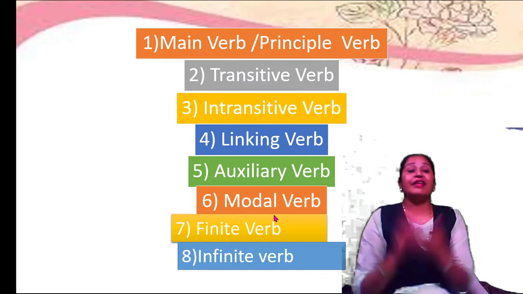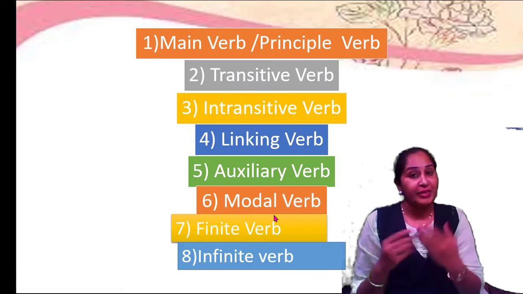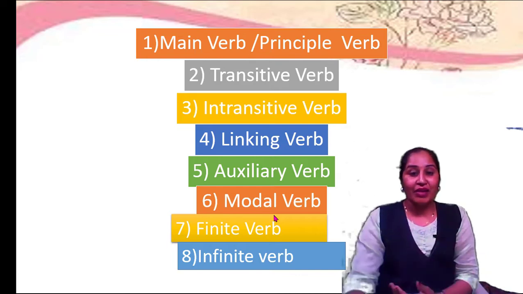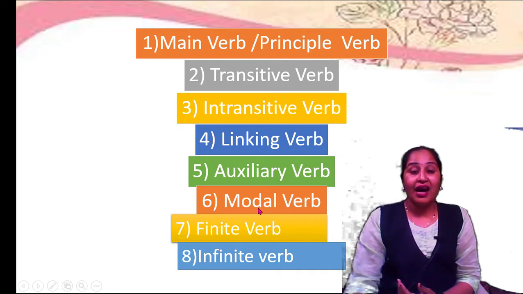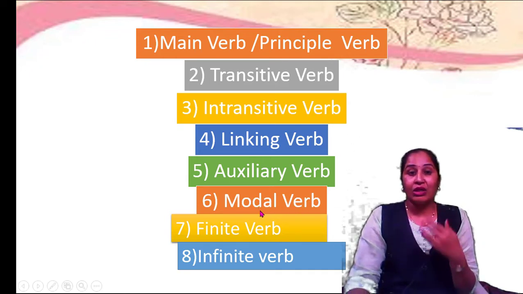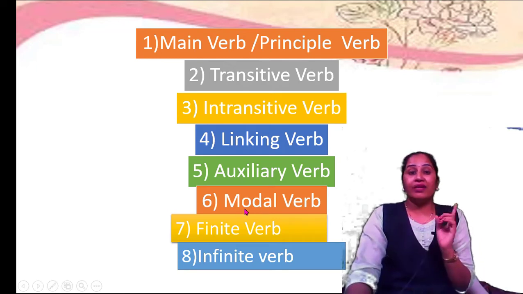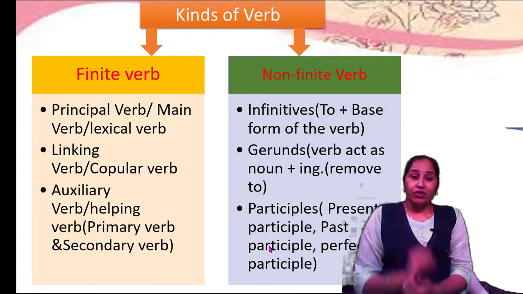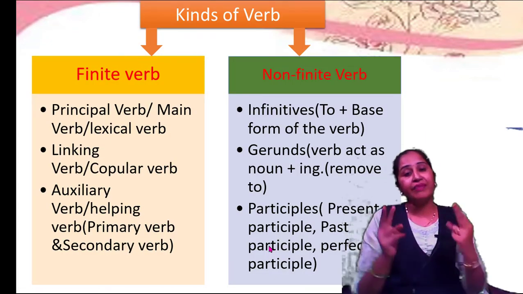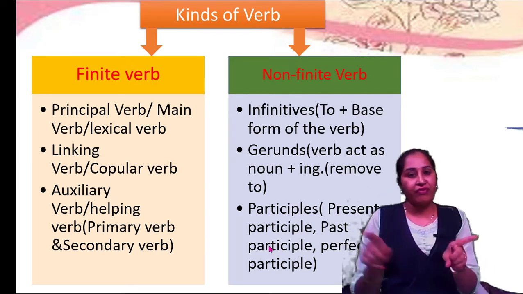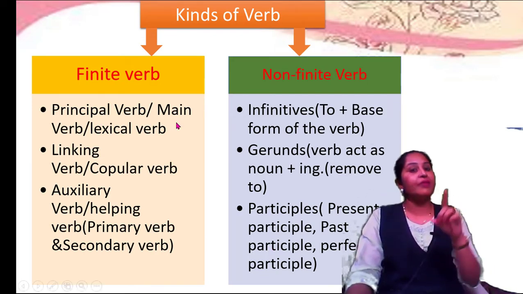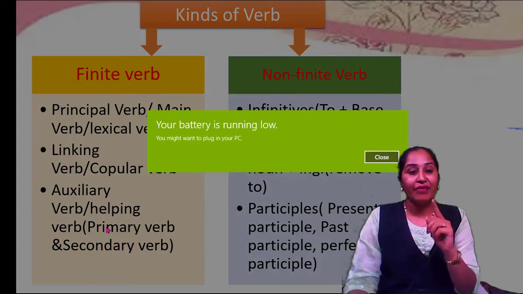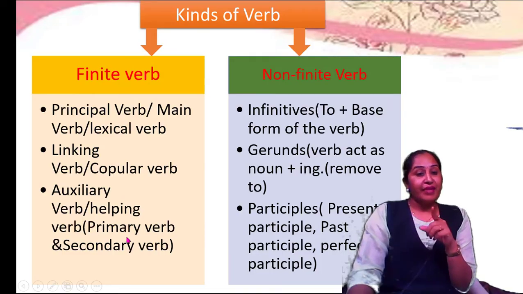So let us learn the different types of verbs. The main verb is known as the principal verb; then there are the transitive verb, intransitive verb, linking verb, auxiliary verb, and modal verb. Modal verbs are very important while speaking, asking questions, or requesting someone to do this and that. At that time modal verbs play an important role. Then there are the finite verb and the infinite verb. These are the types of verbs. The main important kinds of verbs are the finite verb and the non-finite verb. In the finite verb, there are the principal verb, main verb, lexical verb, linking verb, known as the copular verb, and auxiliary verb, known as the helping verb.